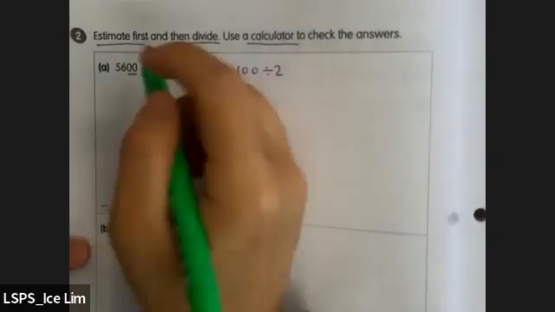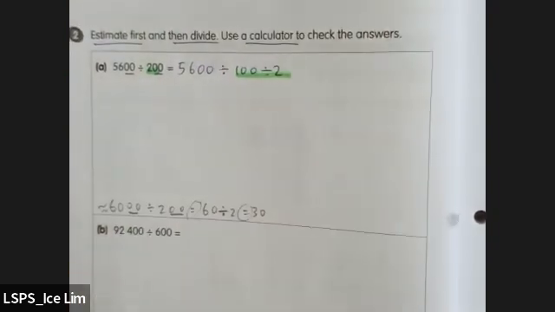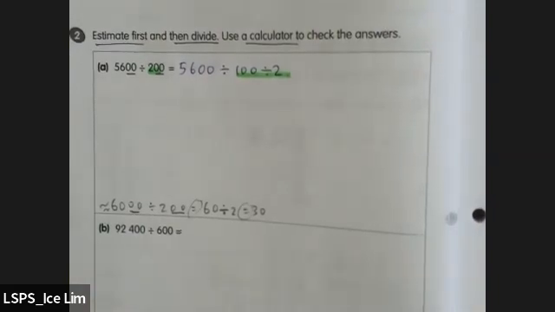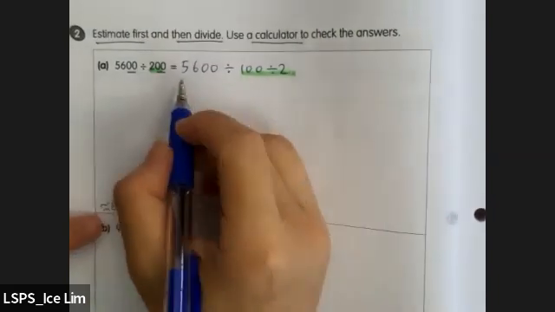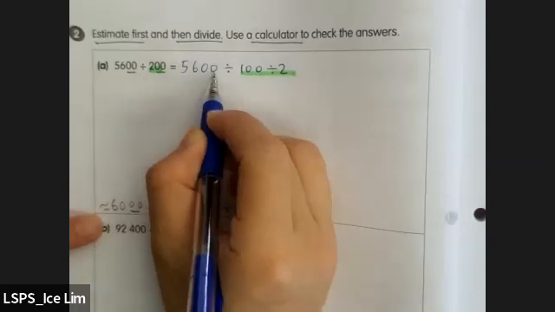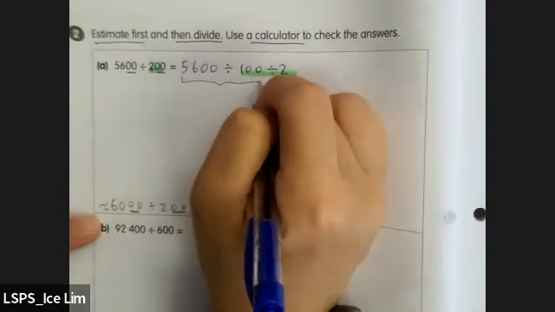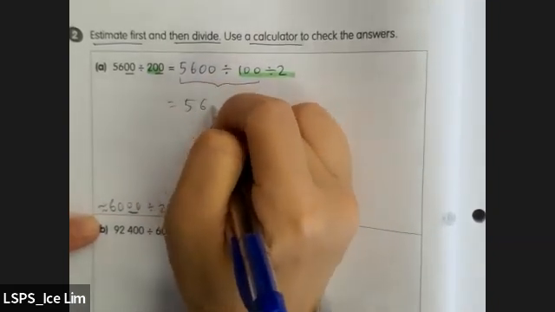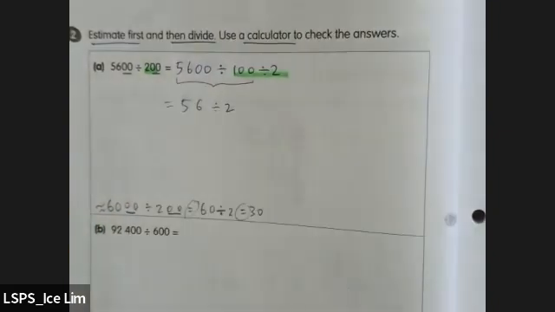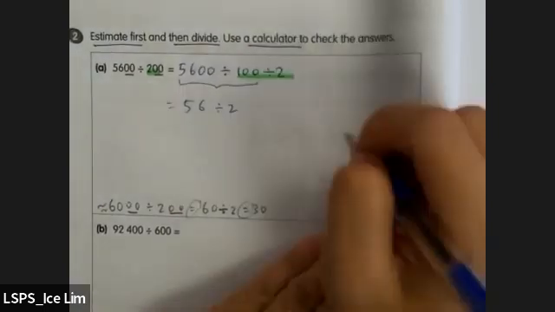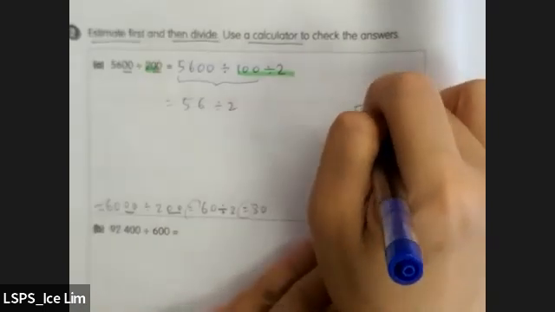Because 200 is 2 times 100. So I can do 5,600 divided by 100, then divided by 2. That will give me 56 divided by 2, right? So I do my working at the side.